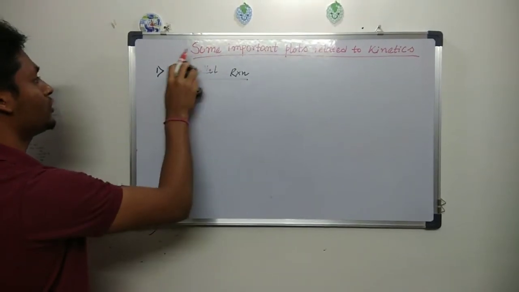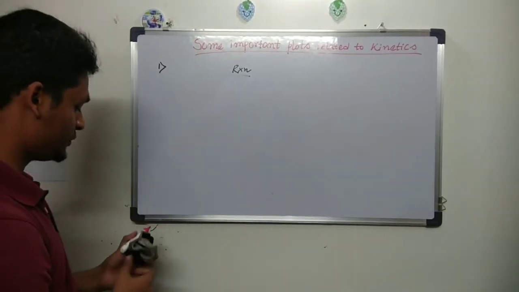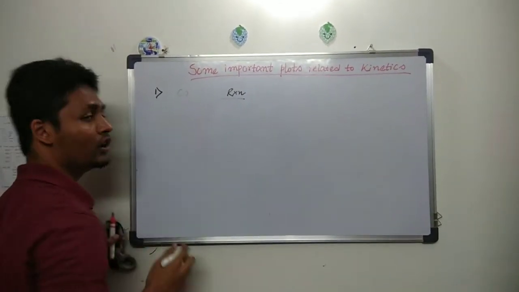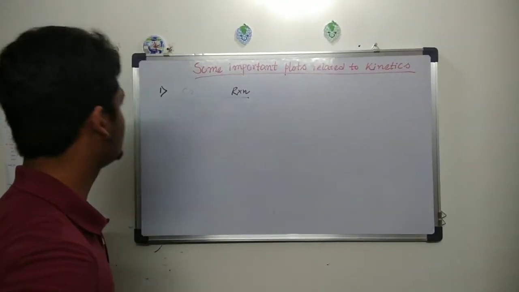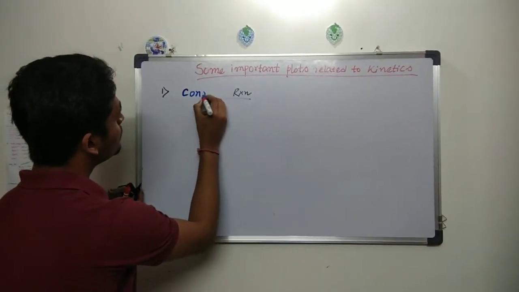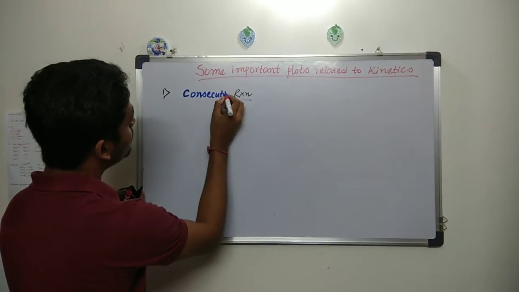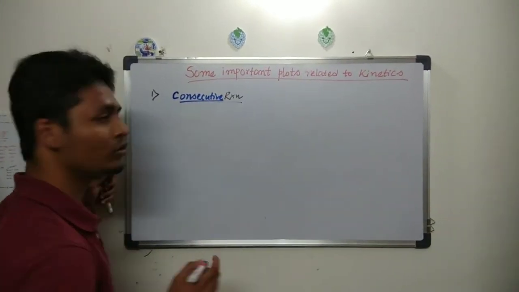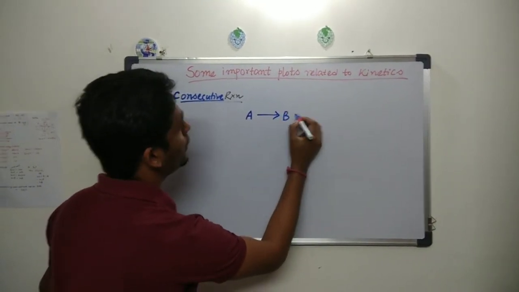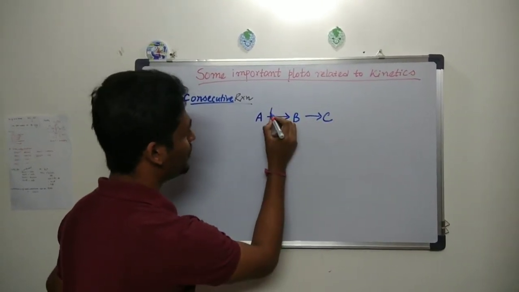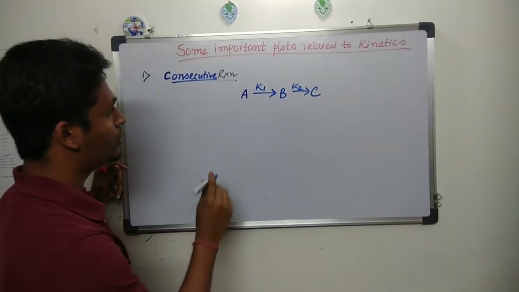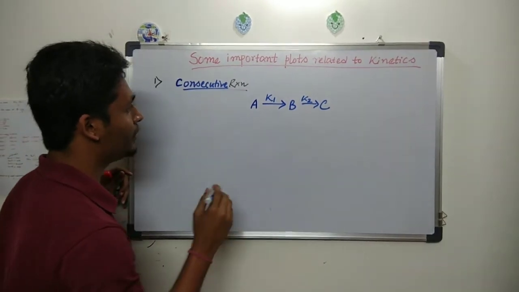So now I will talk about the last special type of reaction in kinetics, that is consecutive reaction. So now let's talk about consecutive reaction. A typical consecutive reaction looks like: A to B to C. They will give you K1 and K2. Here something interesting is happening.